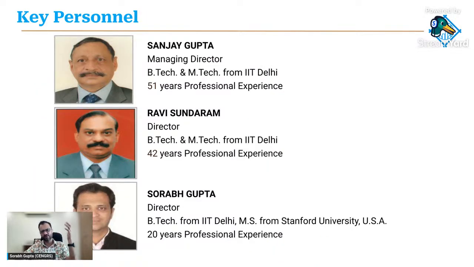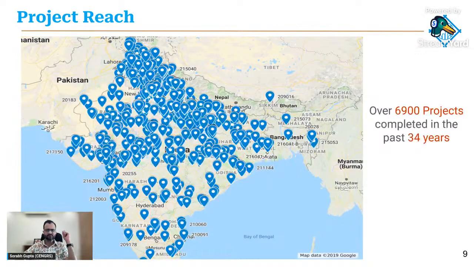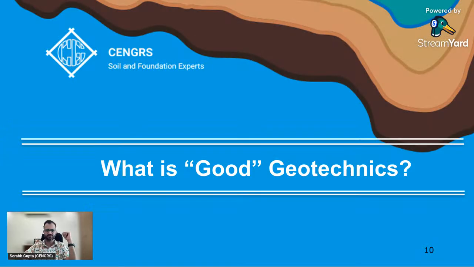Cengrs as a company was started by Mr. Sanjay Gupta and Mr. Ravi Sundaram, and supported by me and the latest entrant. So three of us are the technical leads, of course, supported by a large team of geotechnical engineers and other support staff. This is what we are proud of. So 6,900 projects across the Indian subcontinent completed over the last 34 years. And we have very nicely organized this data bank in-house as well. That is very helpful for us to understand the stratigraphy in any location based on past experience.